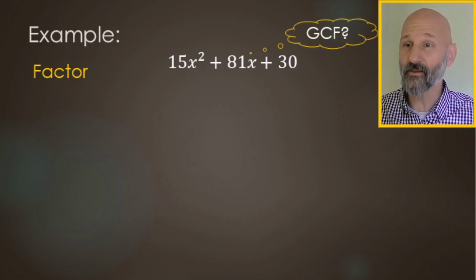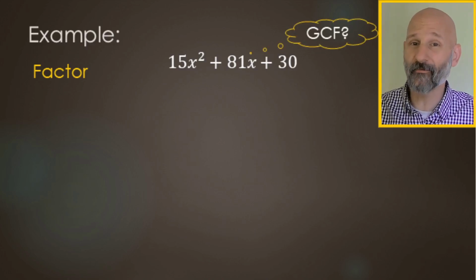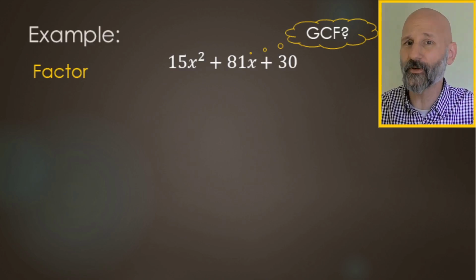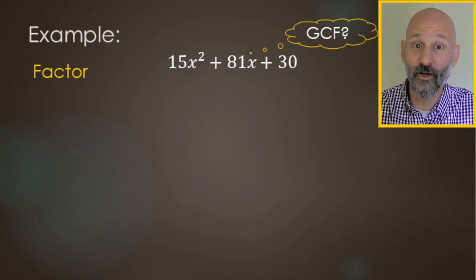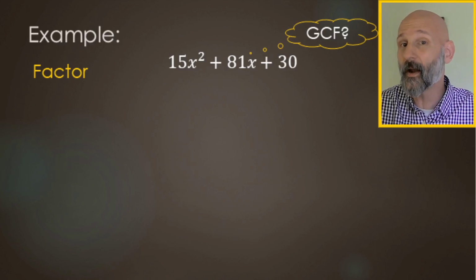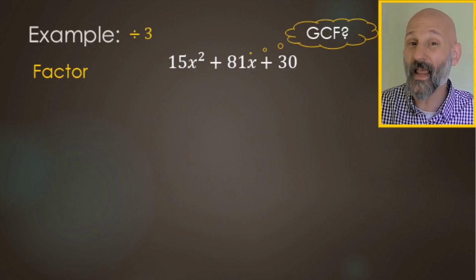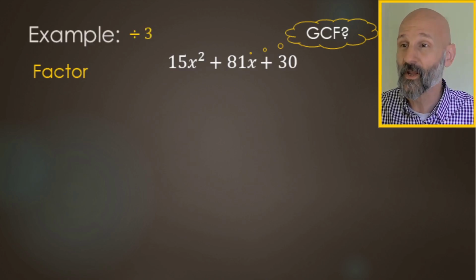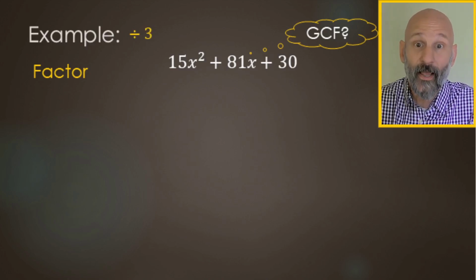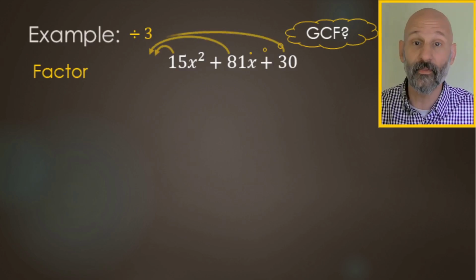Here we go, right? So first off, is there a greatest common factor? We start all of our factoring with this question here. Is there a greatest common factor? Indeed, there is. So what number can divide 15, 81, and 30? Well, that's going to be a 3. They're all divisible by 3. Okay, so in this case, we're going to go ahead and undistribute the 3.